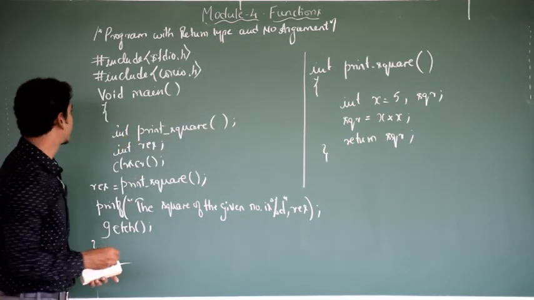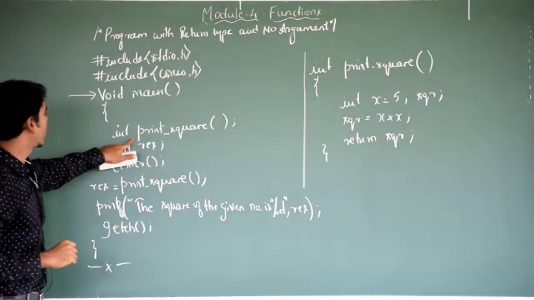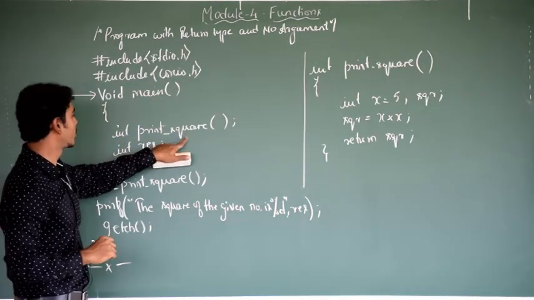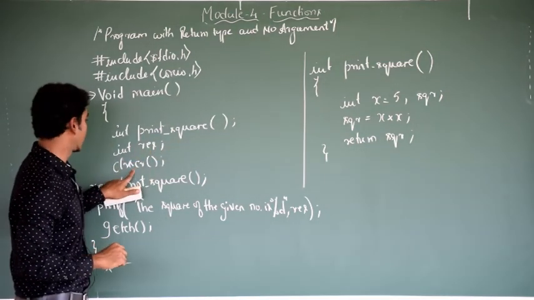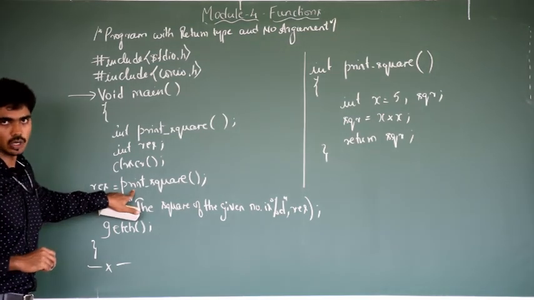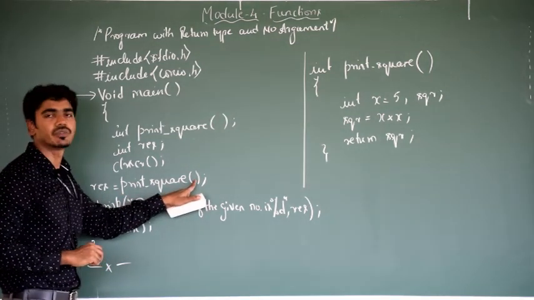So let us execute this program now. Program execution starts from main as usual. Then I have the function prototype. The name of this function is print square. I have declared one variable called result. Clearing the screen. Now this is a function call. Just observe this function call. I'm calling this function without passing any values.